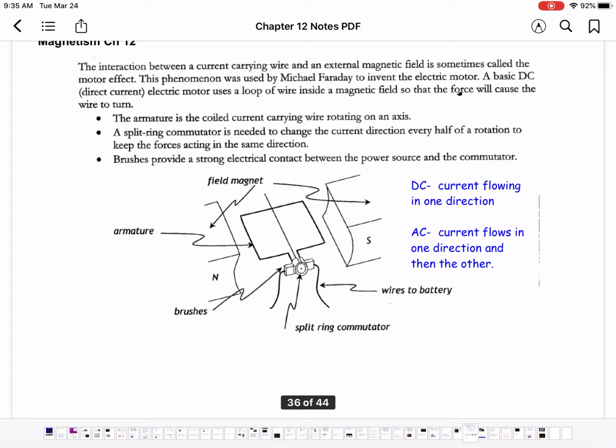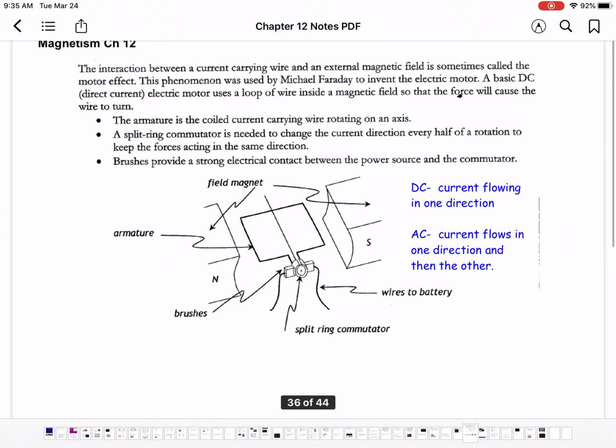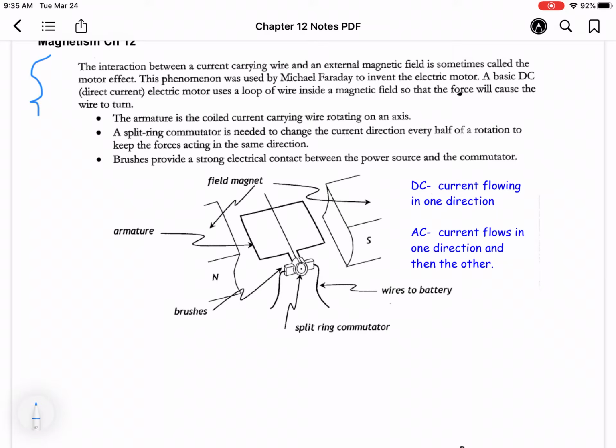So what we're going to do here is put a loop of wire into a magnetic field. This is known by Michael Faraday, and you can have a DC electric motor or you can have an AC electric motor. The DC electric motor is kind of what we're looking at here. The current flows in one direction. And we're going to move this wire.